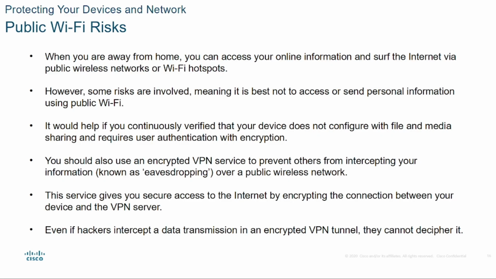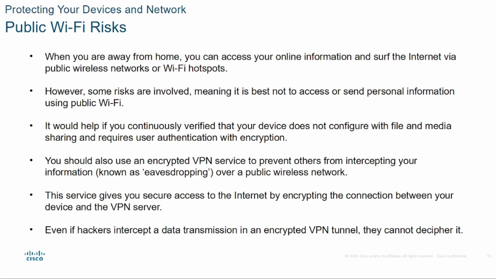So you should also use an encrypted VPN service to prevent others from intercepting your information. That is known as eavesdropping. That's exactly what I was explaining previously for a public wireless network. So if you're working in an organization, your organization might give you a PC to use, and let's assume you forget your MiFi, a portable pocket Wi-Fi, at home, so you can connect to a public network using a VPN.